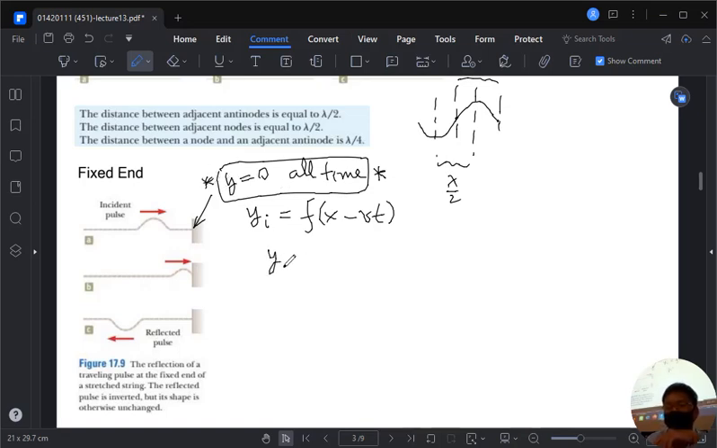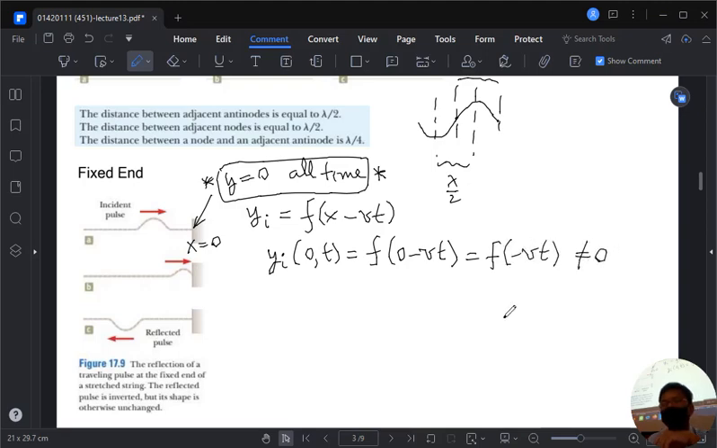But it turns out y incident here, which we're going to call x equals 0, at 0, t is f of 0 minus vt, which is f of minus vt, which is not 0. So it's impossible to be the only wave. It's not possible to have that wave going in. So what's going to happen? We need a new wave. This wave is composed of the incident wave and the reflected wave.